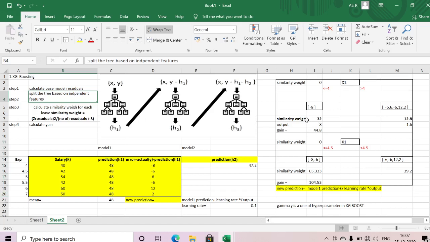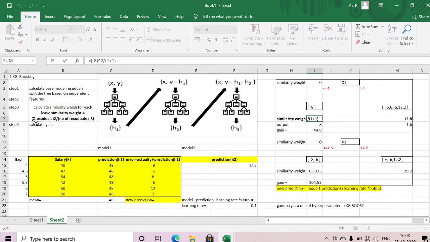Next, the third step, we need to calculate the similarity weight. To calculate the similarity weight, the numerator is always the sum of the residuals whole square. The denominator is the number of residuals plus lambda, which is a constant. Let us take the first leaf in our case. I am calculating the similarity weight with one residual: only one residual, minus 8. This is my residual whole square divided by 1, which means the number of residuals in this leaf, only one, plus lambda, which is 1. Using the similarity weight formula, I got 32.